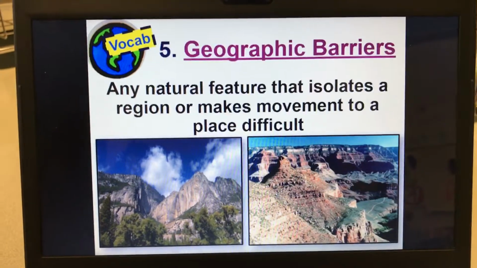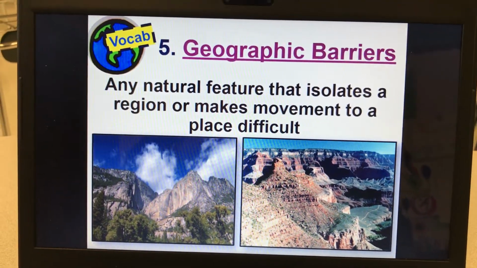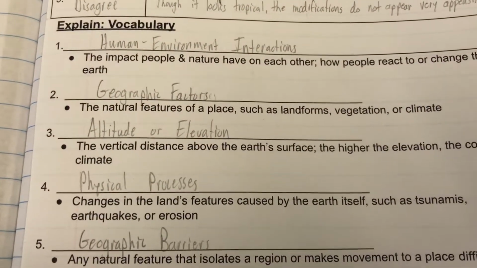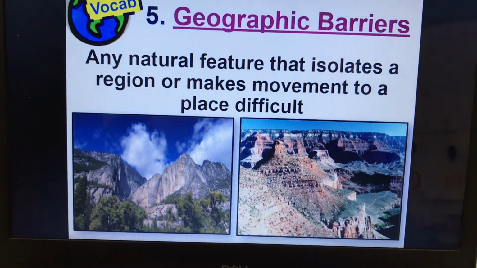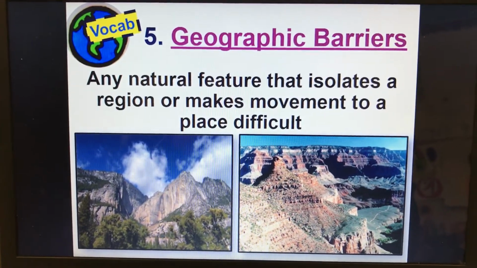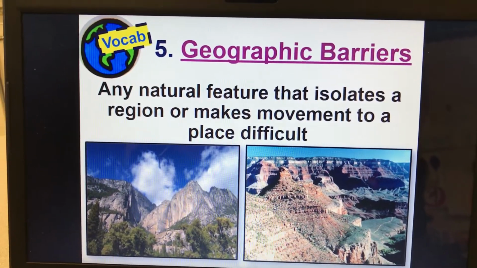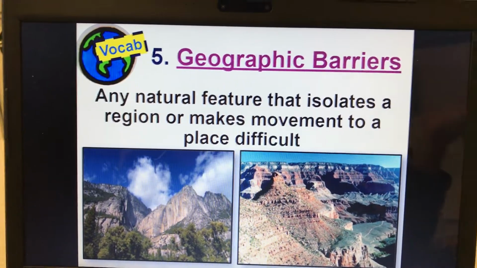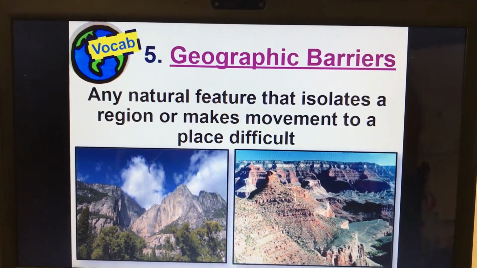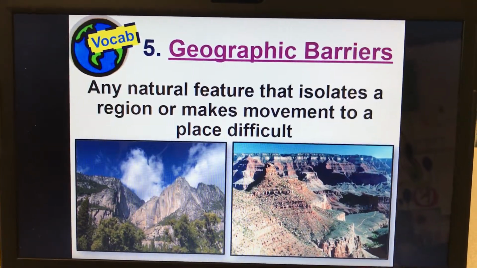Next, geographic barriers, any natural feature that isolates a region or makes movement to a place very difficult. So down here on number 5, if you'll go ahead and write geographic barriers. So these could be anything from mountain ranges to volcanoes to the Grand Canyon to serpent mounds, or lots of different things that can affect where we can travel. So Ohio, Indiana, Illinois really don't have a lot of geographic barriers. It's very flat. Whereas if we were to go more east to the mountains, there's much more barriers there.